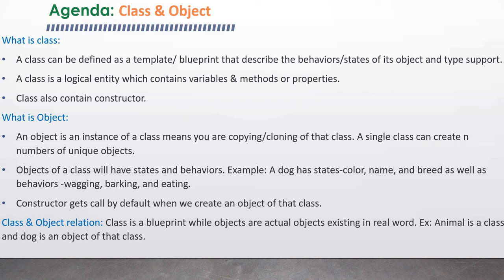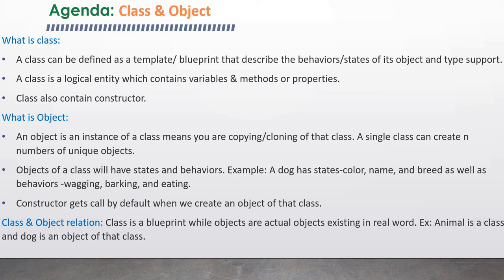So now, what is object? An object is an instance of a class. It means you are copying or cloning that class. A single class can create n number of unique objects. So as I said, class is a logical entity, and an object is an instance of a class, or you can say the actual thing, the real thing. The object is the present something. It's a real thing, you can say. So it's an instance of a class.